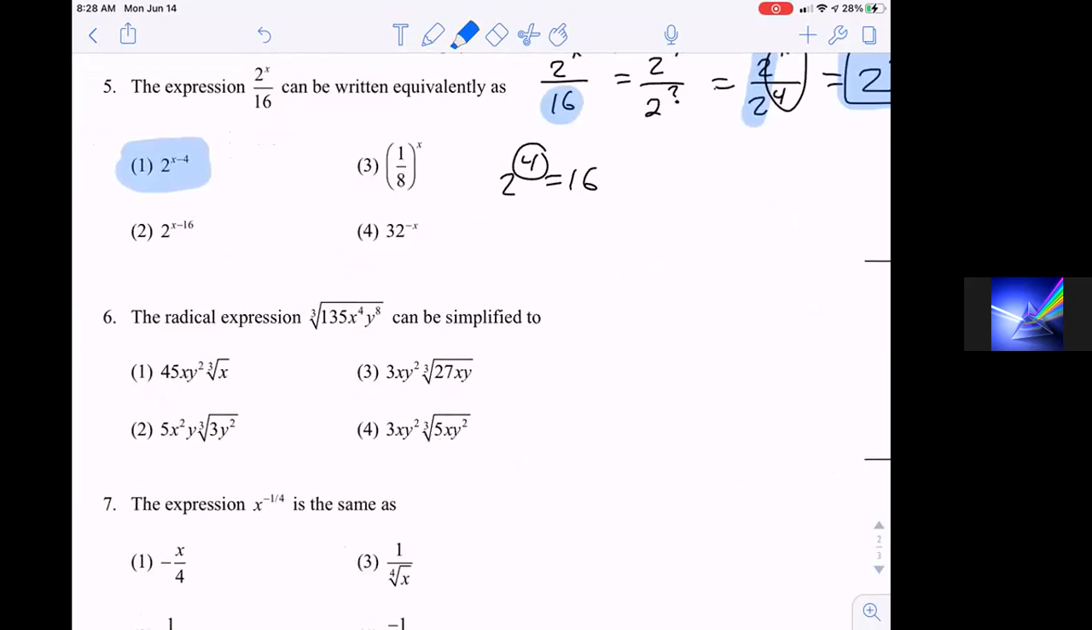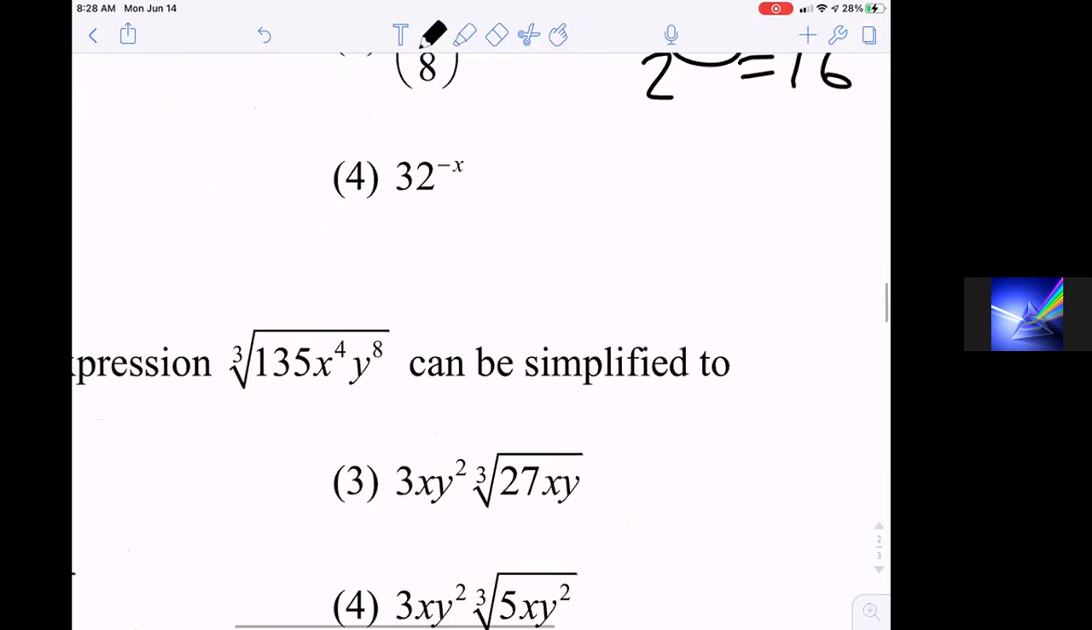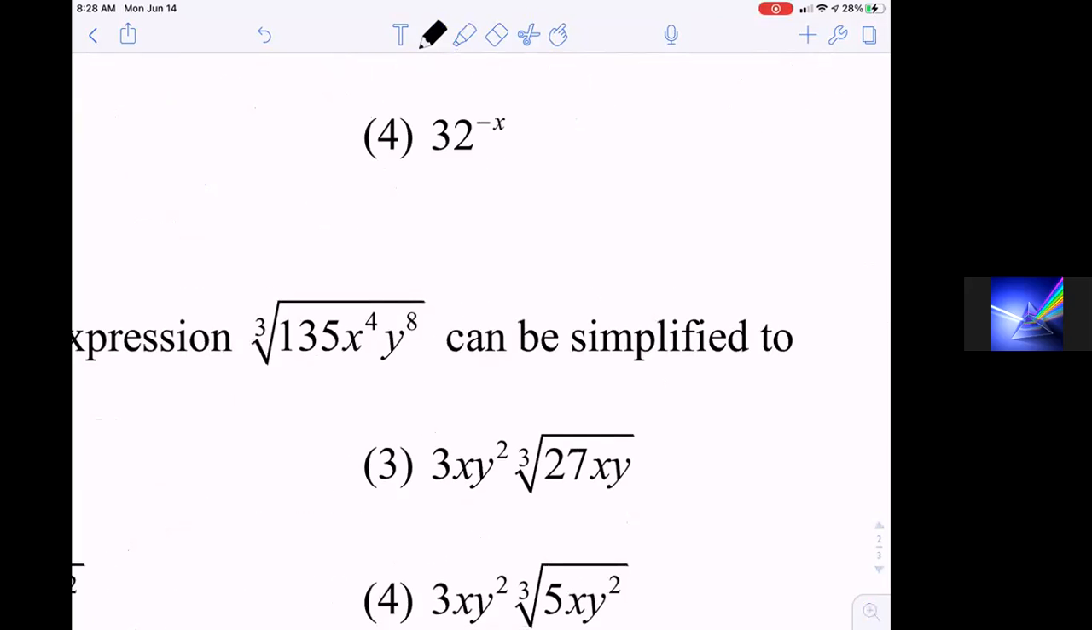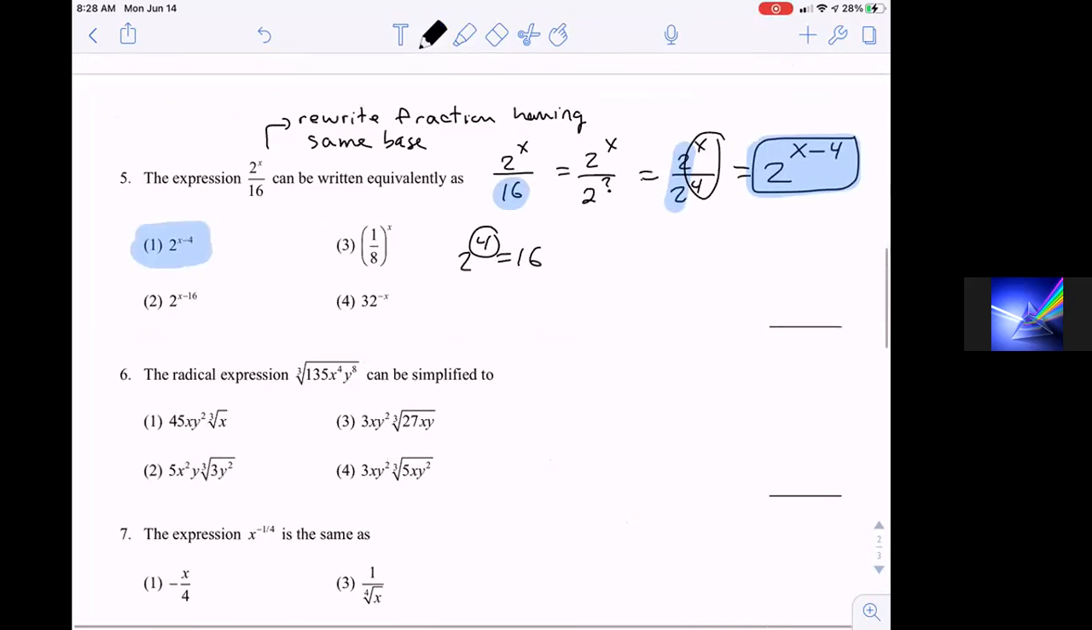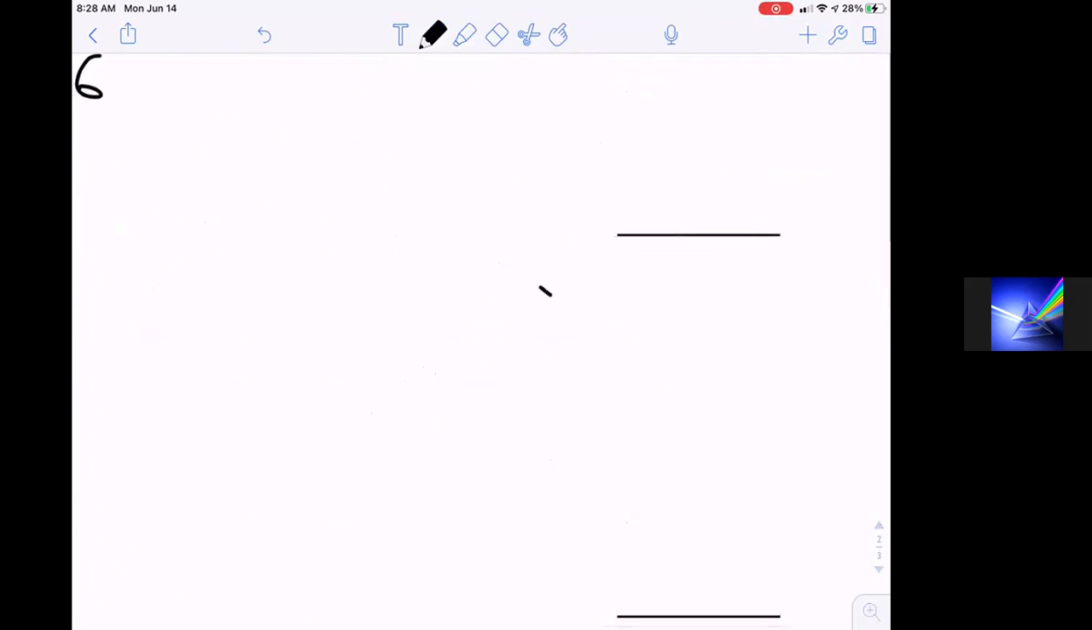Okay. Now, in number 6, the radical expression, the cube root of 135 x to the 4th y to the 8th can be simplified too. Now, here's what I should be thinking in the back of my mind. I need to break this up into the perfect cubes. Okay, so the first thing I need to do is take care of the number. Let me kind of review my list of perfect cubes. What are my perfect cubes?